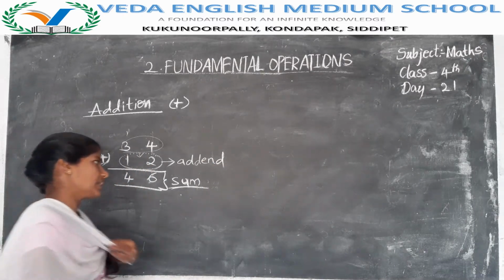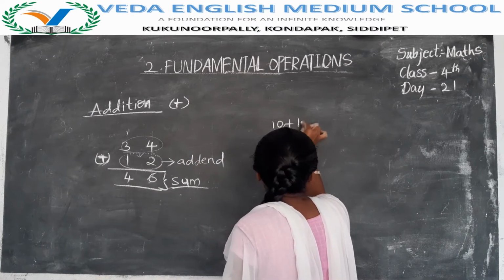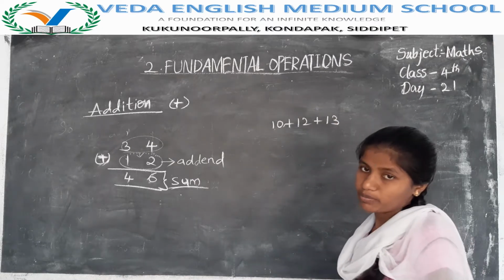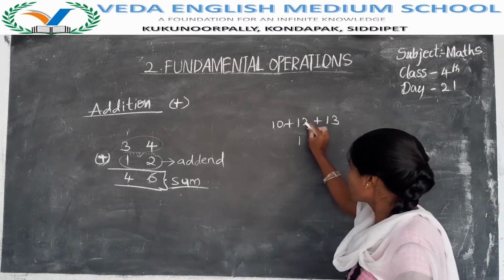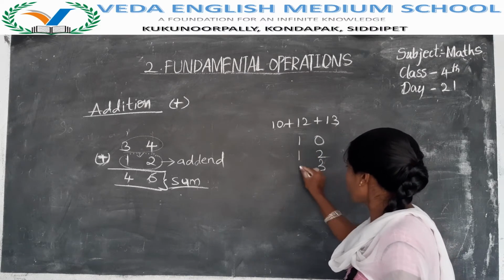Okay, we'll add 3-digit numbers. 10 plus 12 plus 13. 12 is a 2-digit number. 1's place, 10's place.